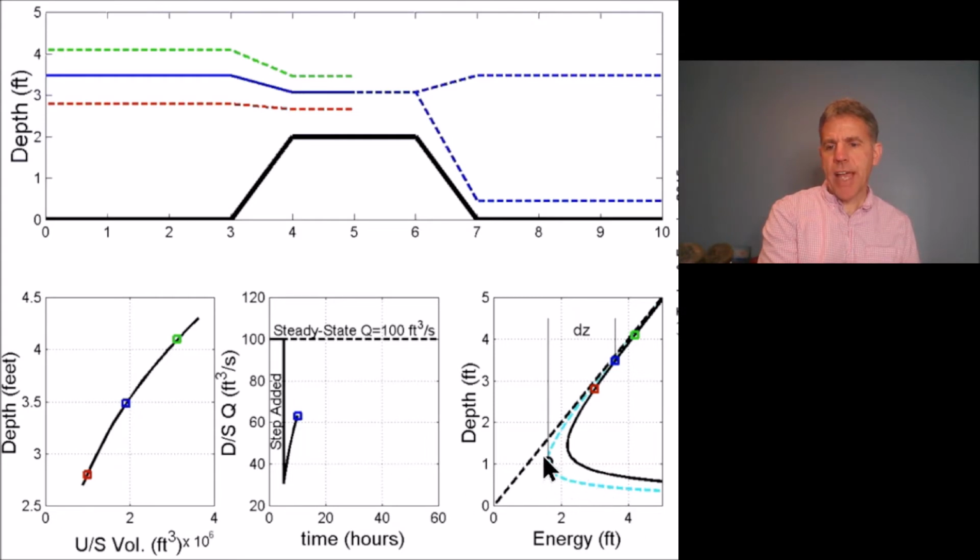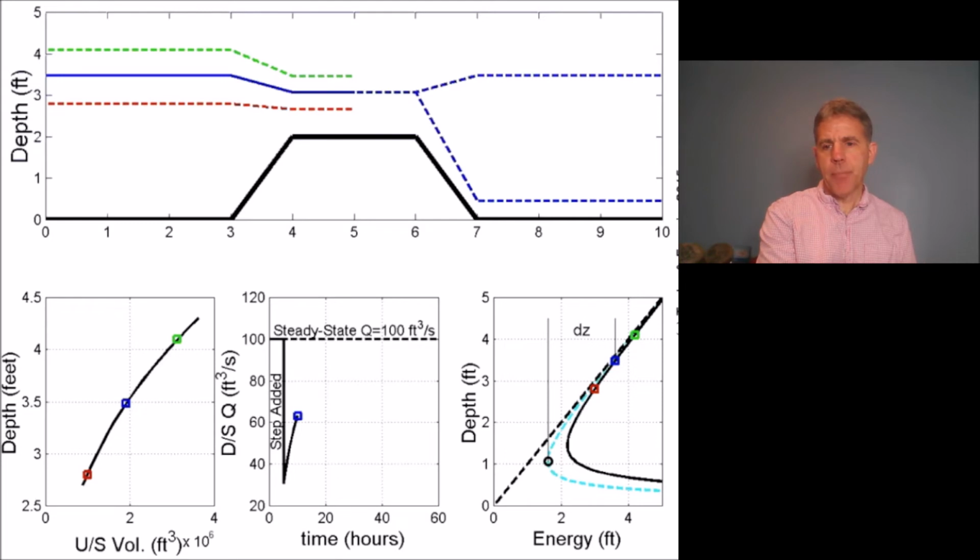And here, this cyan curve represents the EY diagram in the channel for the discharge that we have. And at least as we go over the step, we're at critical conditions. So that's this point here. And you can see as I stopped it, it's about 1 foot. So the depth of flow here is about 1 foot. The step is 2 feet high. So yeah, that looks about right.